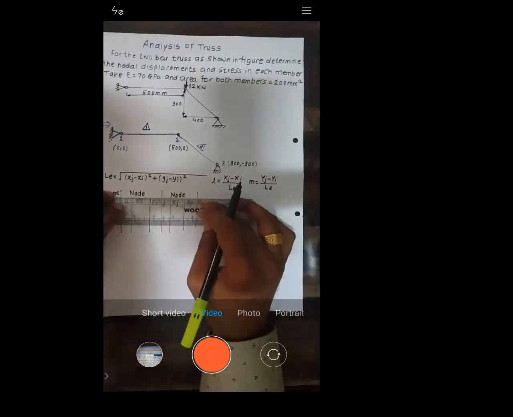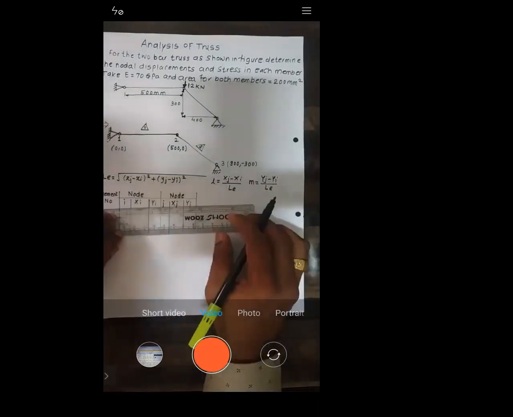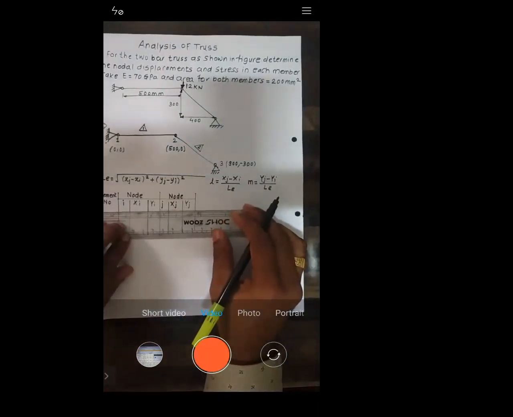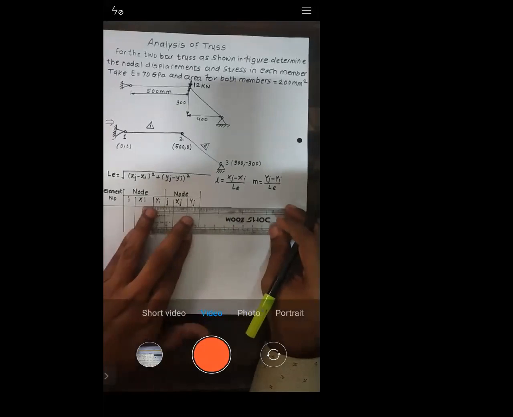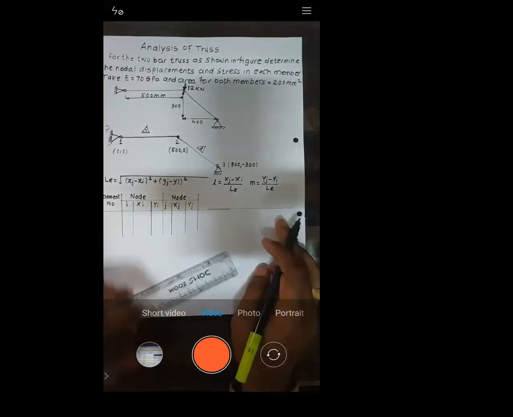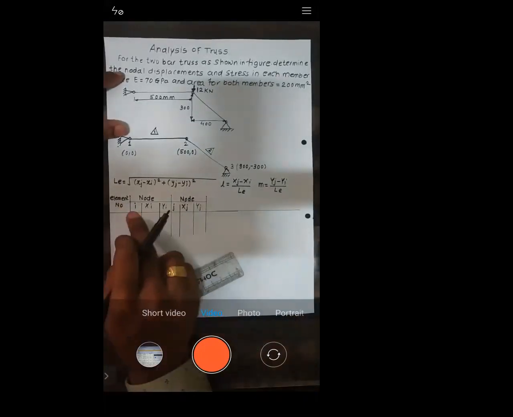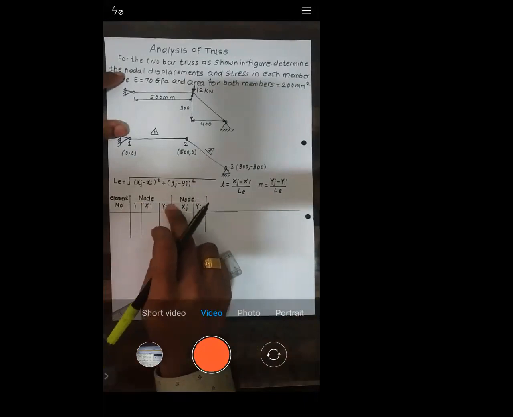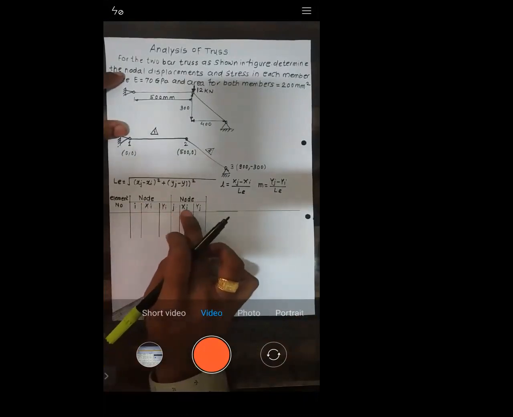See, for every element there are two nodes, and each node will have two coordinates, that is x coordinate and y coordinate. Is it okay? Let me know. Yes, sir. First node we will call it as I. Second node we will call it as J. Obviously, I node will have x and y. J node will have x and y.